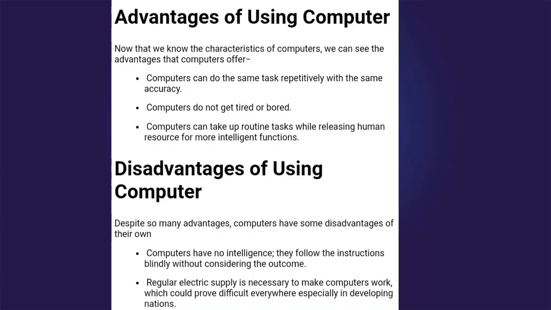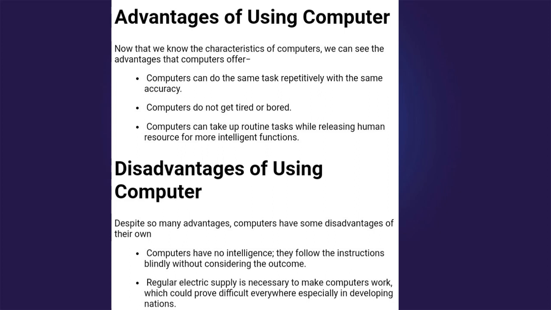Advantages of using computer. Now that we know the characteristics of computers, we can see the advantages that computers offer. Computers can do the same task repeatedly with the same accuracy. Computers do not get tired or bored. Computers can take up routine tasks while releasing human resources for more intelligent functions. And then we move to the disadvantages of using computer.